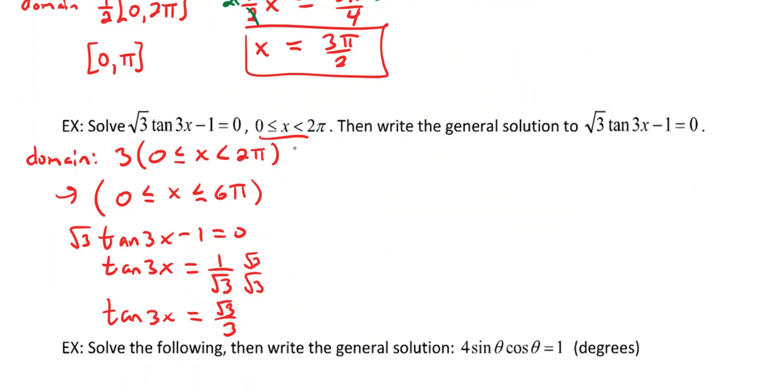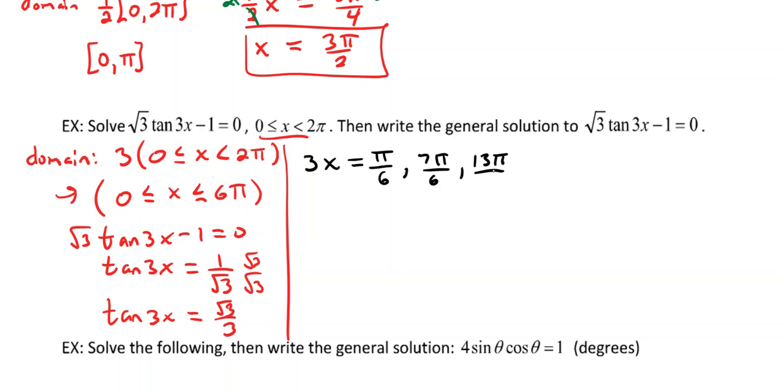Okay, so then here I'll start up here. So tan 3x, I'm just going to write 3x, is going to be equal to, okay, now I got to keep going around all the way until I get to 6 pi, right, to make sure I get all my answers. So 3x would be pi over 6, and then it would also be at 7 pi over 6, and then at 13 pi over 6.